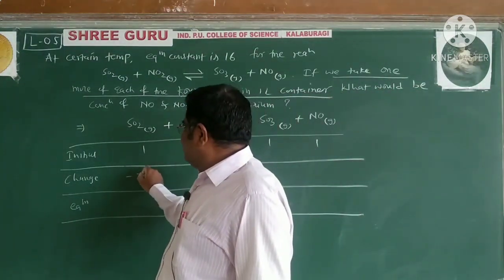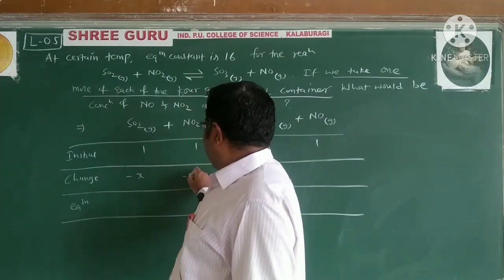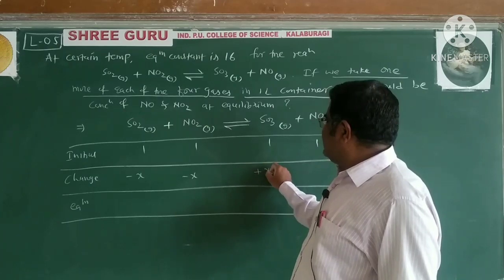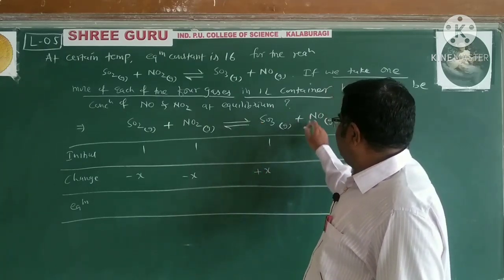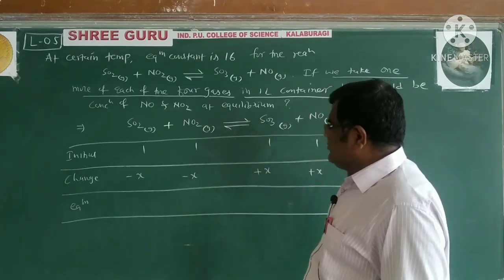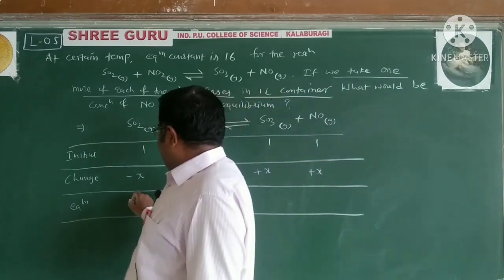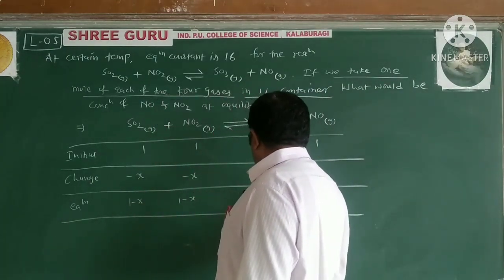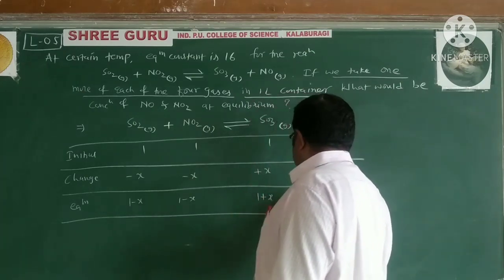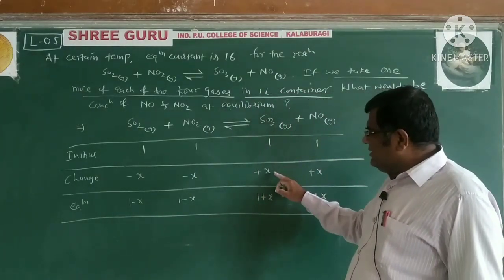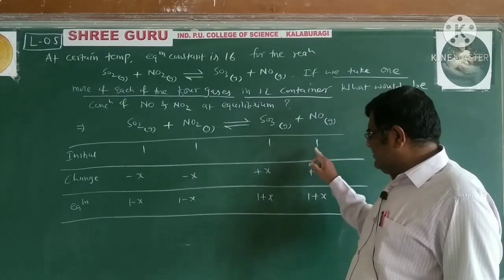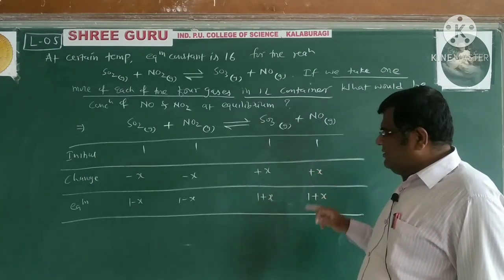Change will be minus x because of 1 mole, minus x because of 1 mole, and for the products plus x because 1 mole, plus x because 1 mole. At equilibrium: 1 minus x, 1 minus x, 1 plus x, 1 plus x. If it were 0 and x, we would have written only x, but it is 1 and x, so 1 plus x.